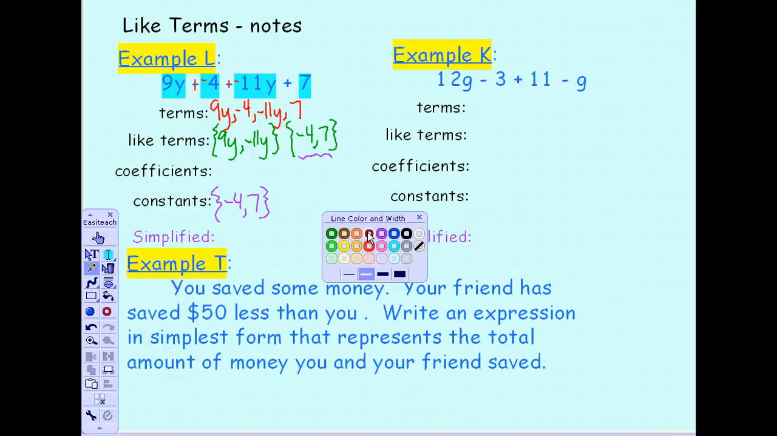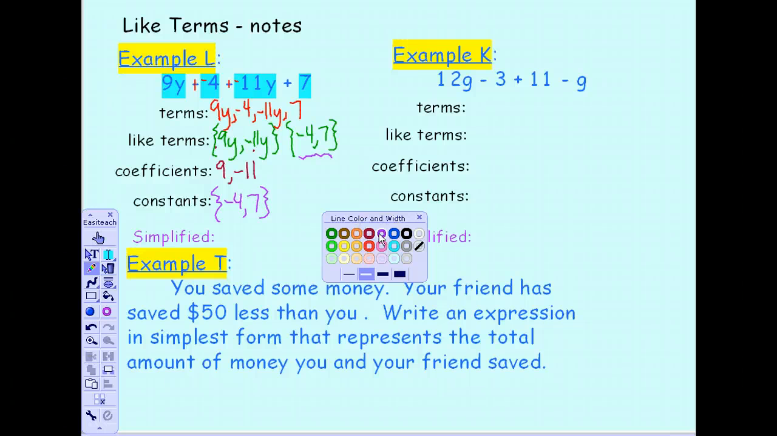Next in our list we had coefficients. Remember, our coefficients are the number that's in front of a variable. So in this case we have two coefficients. We have 9 and negative 11 as our two coefficients. Those are the numbers that are multiplied by our variable, which is y.